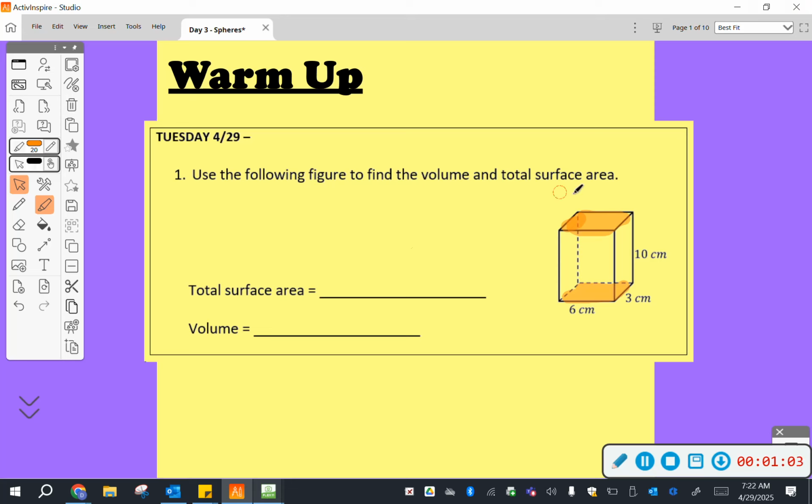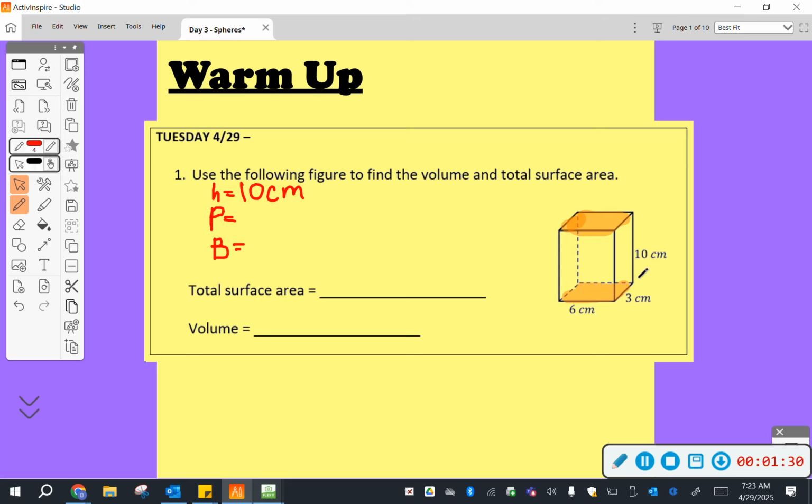Excuse me. All right, so remember for prisms, you need to find three things. You need to find H, you need to find P, and you need to find big B. What is the height of this prism? How tall is the prism? 10 centimeters. And remember, the height is between the bases. How far apart are your two bases?